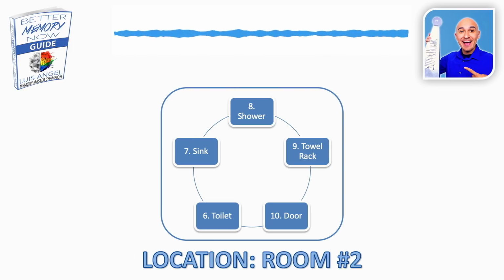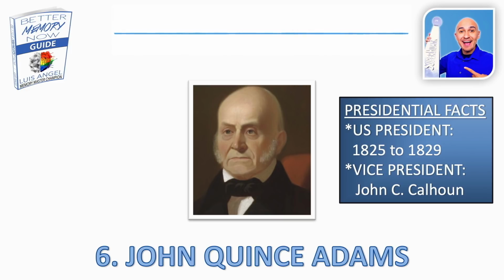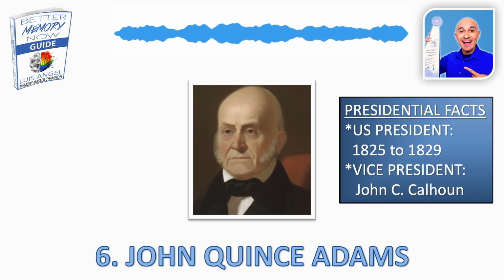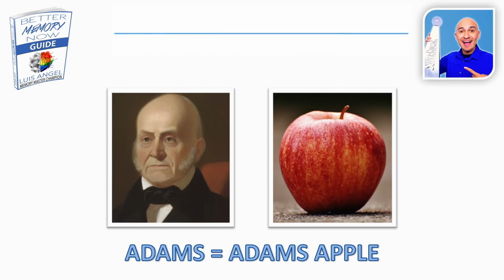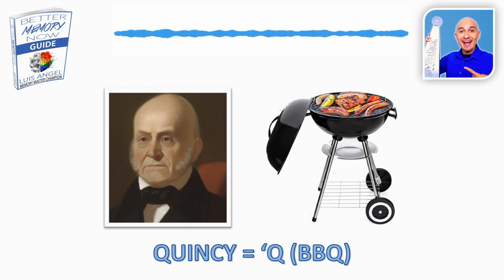10 is a door. John Quincy Adams is the 6th president. He was president from 1825 through 1829. His vice president is John C. Calhoun. And yes, John Quincy Adams is the son of John Adams, the 2nd president. We're still going to use Adam's apple for this. If you wanted to add an extra little anchor to help you remember that John Quincy Adams was the 6th president, you might picture yourself possibly barbecuing the apple on that 6th location to give you the trigger of the Q, barbecue for Quincy. But I really don't think that's needed.